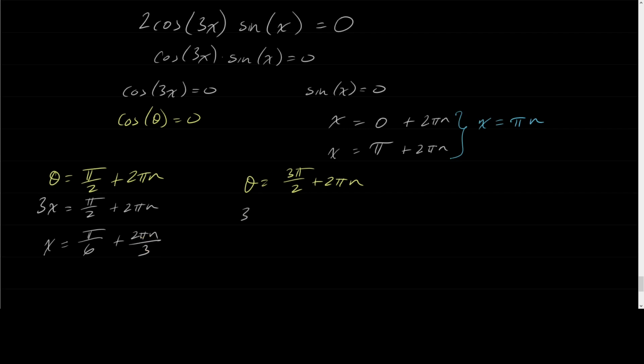Whereas on this side, I end up with 3x is equal to 3 pi over 2 plus 2 pi n. Again, divided everything by 3. So 3 pi over 2 divided by 3 just gives me pi over 2 plus 2 pi n over 3. All right, so I end up with pi over 6 plus 2 pi n over 3 and pi over 2 plus 2 pi n over 3. So those are technically my 4 solutions. 1, 2, 3, 4, right?